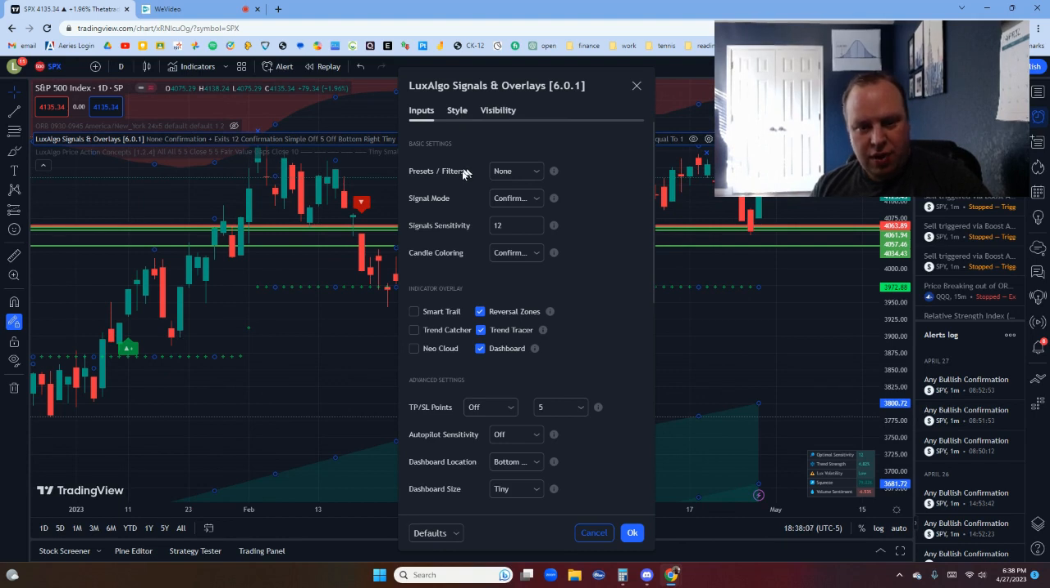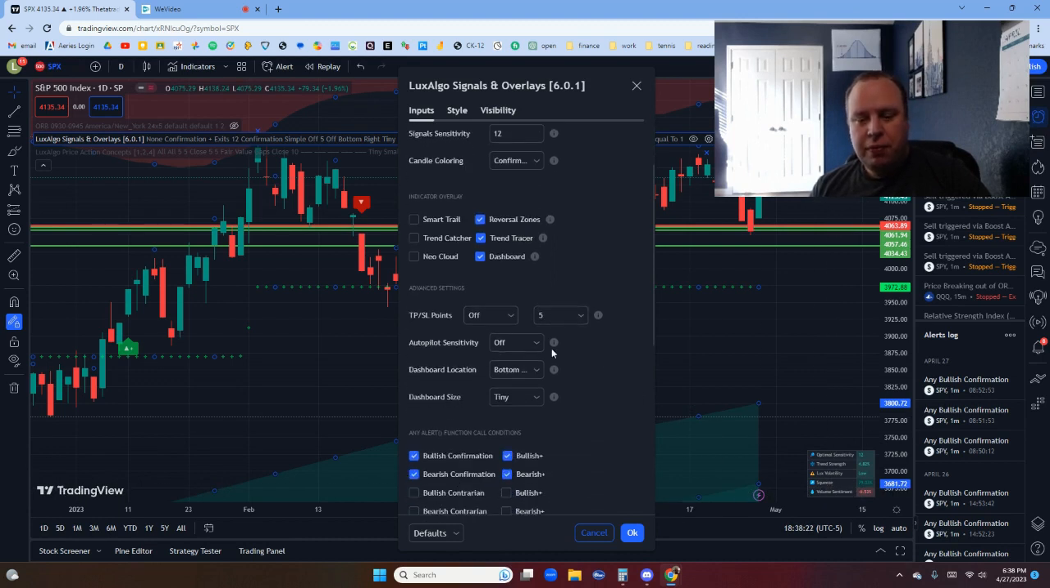signals and overlays. For indicator overlay, I just leave reversal zones. Those are the green and red zones there. Trend tracer will show the trends in the market. And the dashboard. Dashboard shows strength of the trend, how much volatility there is, and so on.